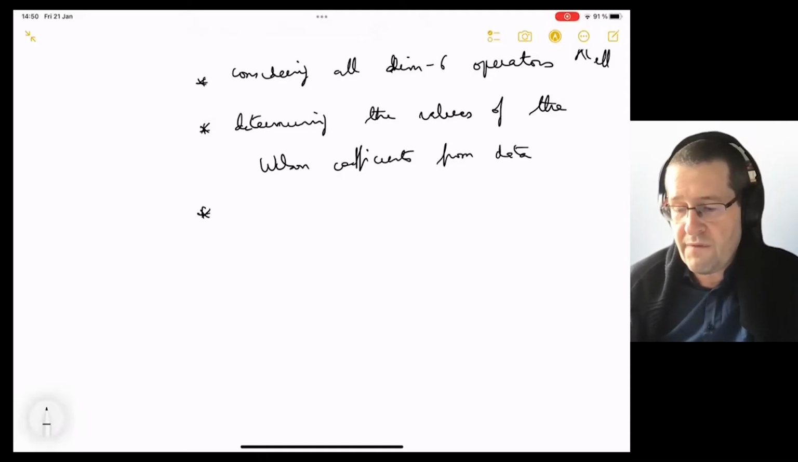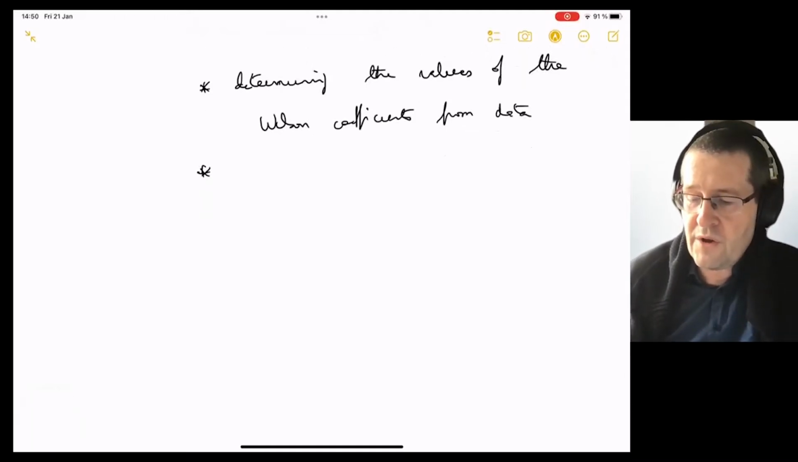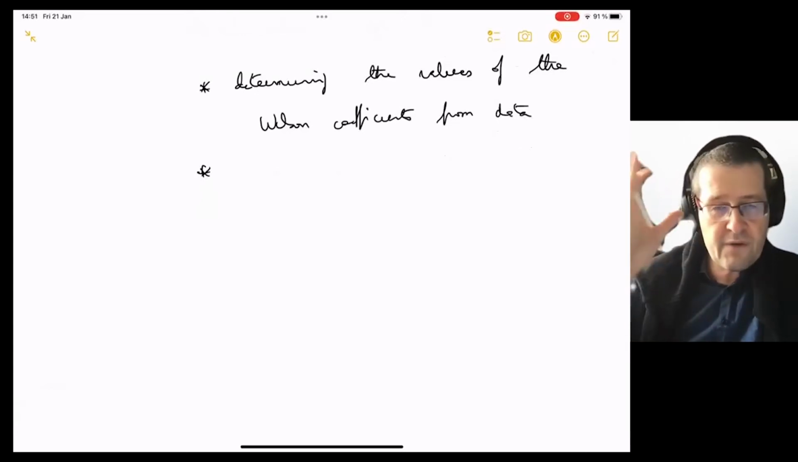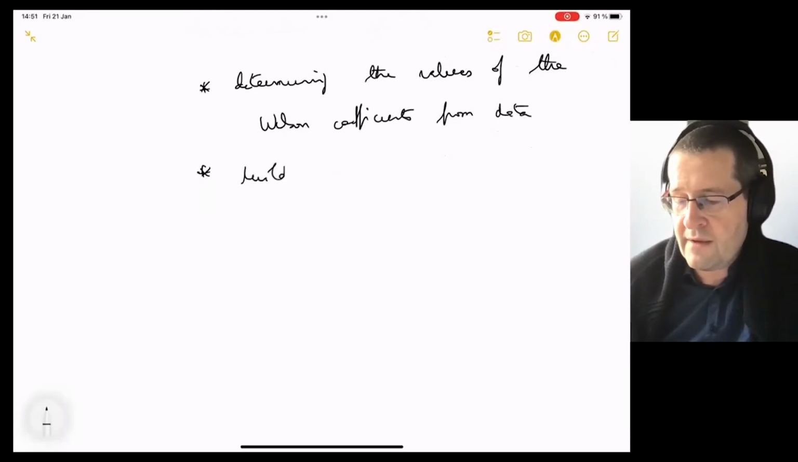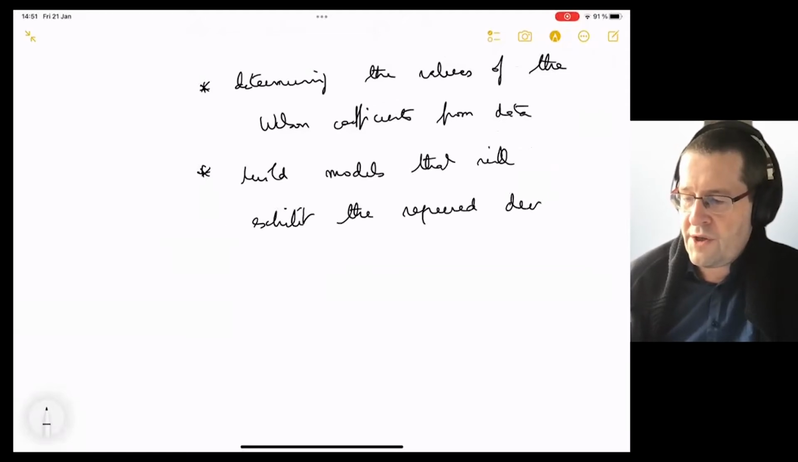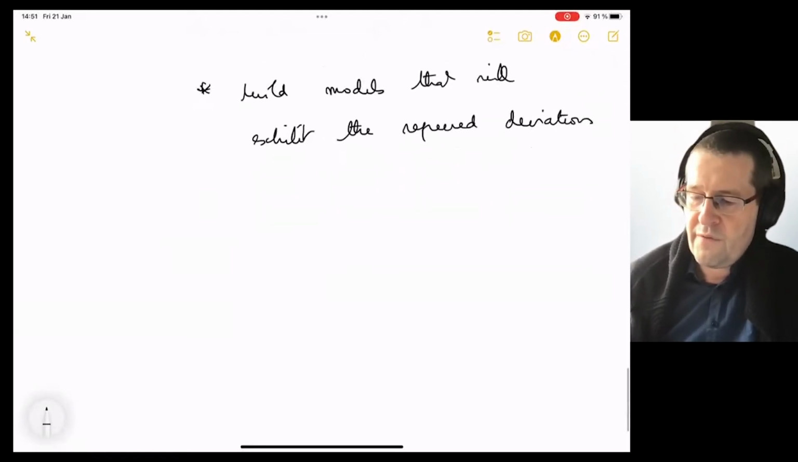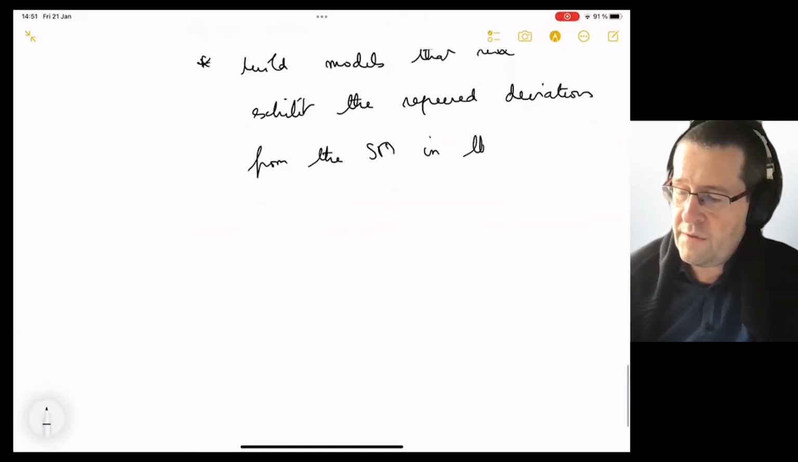And then once you have this, you've got an idea of which Wilson coefficients are affected by new physics. Then you can, from that, build models that will exhibit the required deviations from the standard model in the Wilson coefficients.